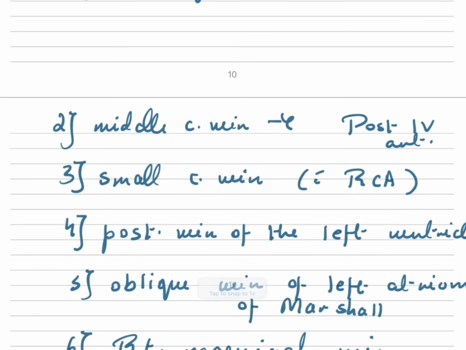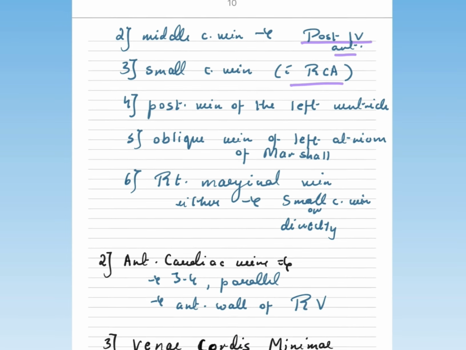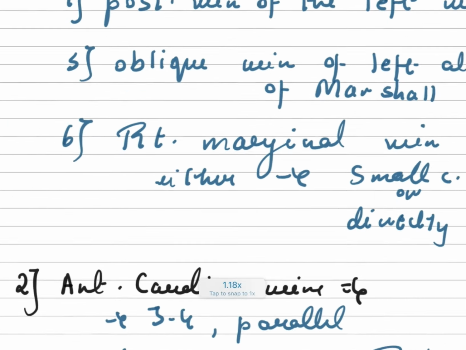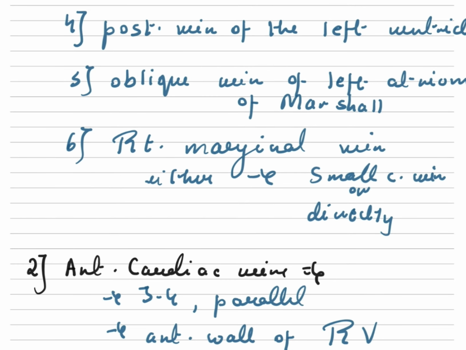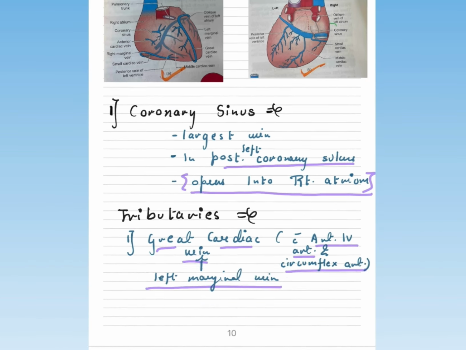Then the middle cardiac vein travels with the posterior interventricular artery. The small cardiac vein travels with the right coronary artery. Then there's the posterior vein of the left ventricle, the oblique vein of the left atrium of Marshall, and the right marginal vein. The right marginal vein can either drain into the small cardiac vein, or it can also drain directly into the right atrium. So this was the first vein, that is the coronary sinus.